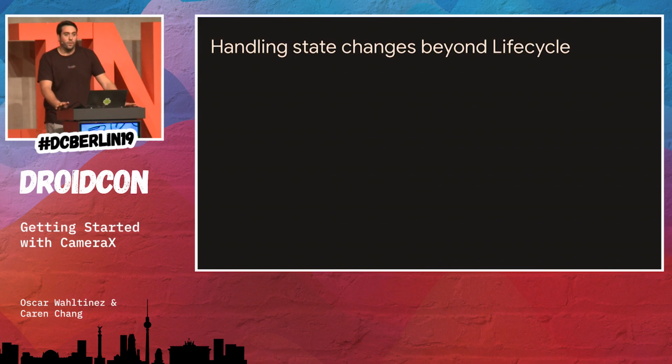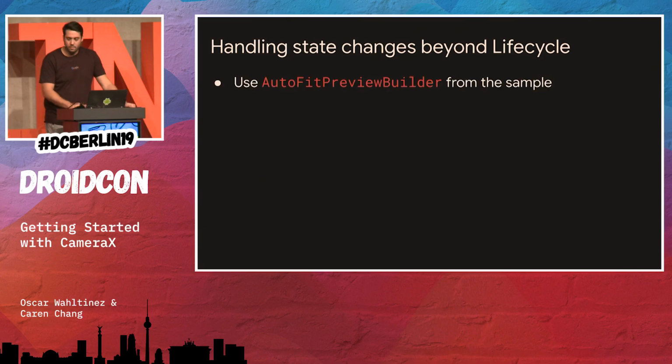Or you can just forget about everything I said and use the AutoFit preview builder that we have in the sample. We basically have a proof of concept implementation of everything that you need to do, which is ready to copy paste into your apps, and it handles all those different cases that we showed earlier. The goal is to keep this up to date, and we are obviously open to feedback, open issues on GitHub if you find any problems with it, but the goal is for you to just be able to use this without having to worry about everything else.